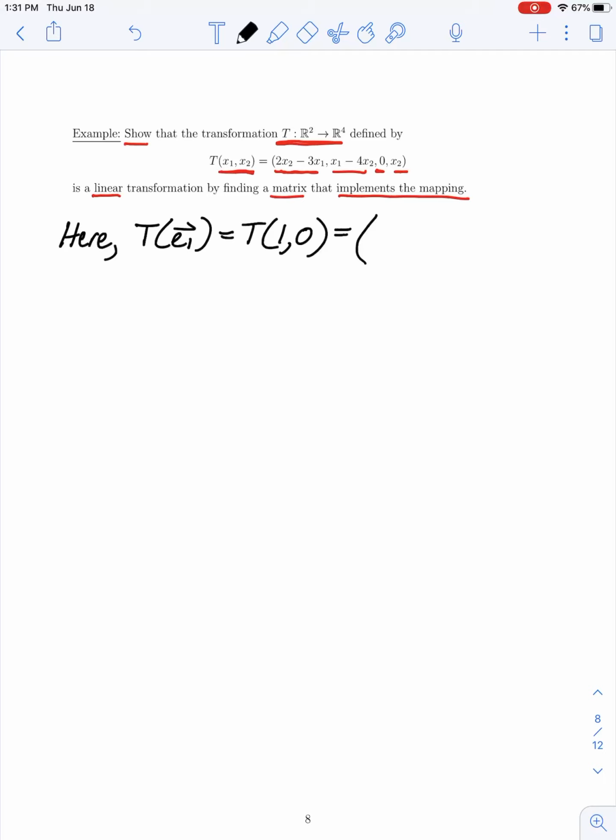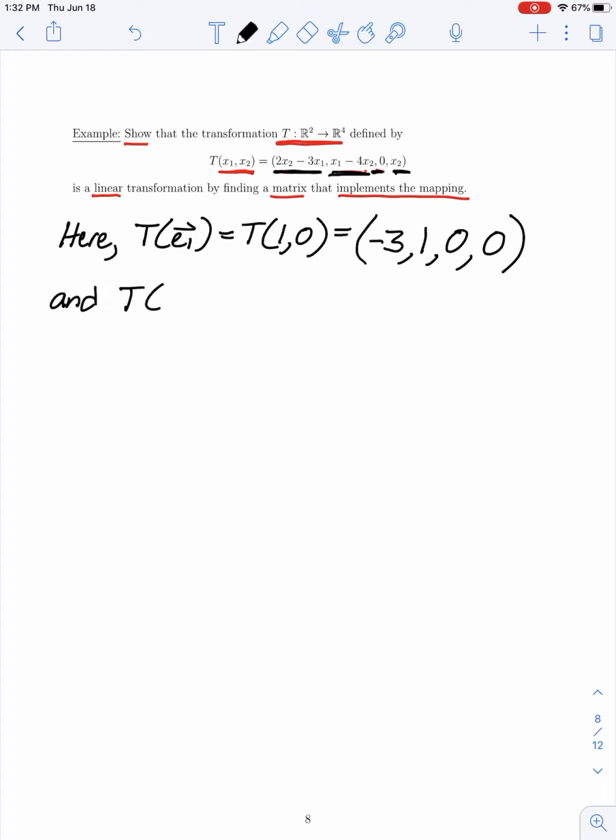The image of this, using our formula: our first component is given by 2x2 minus 3x1, so that gives us negative 3. The second component is x1 minus 4x2, so that is 1. Our third component is always 0. And our fourth component is x2, in this case 0.